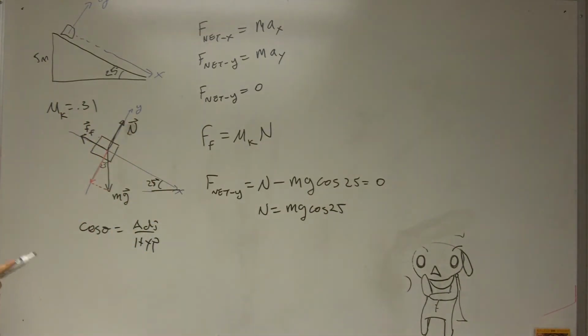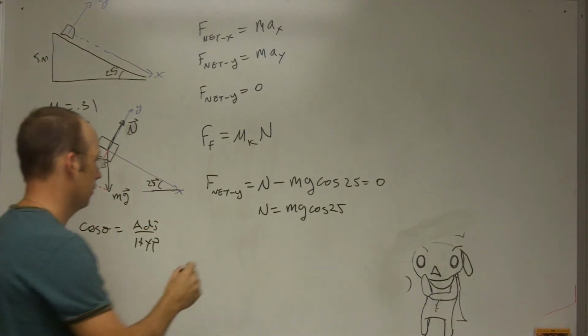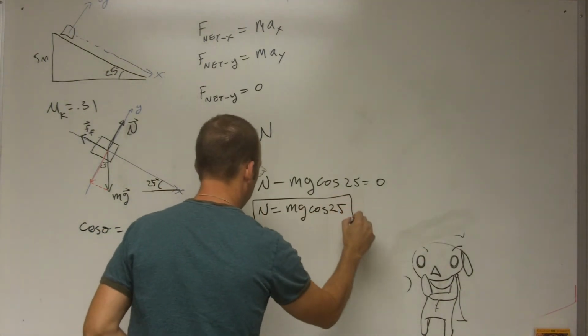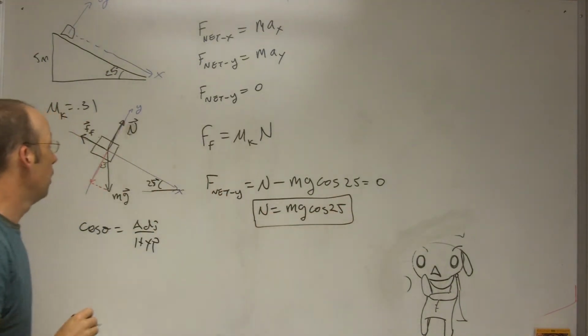Now, this is a place where a lot of people make a mistake. They'll say, oh, I need N. Well, N is just the weight. N is not the weight. You see here, it's not the weight. Okay, well, I'm going to put a box around that because it's useful.